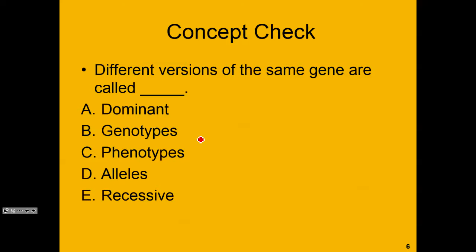So, here's our first concept check. If we look at different versions of the same gene, we call those what? Dominant, recessive, genotypes, phenotypes, alleles. So, what do we call different versions of the same gene? Help me out here, class. Or different flavors of the same gene.